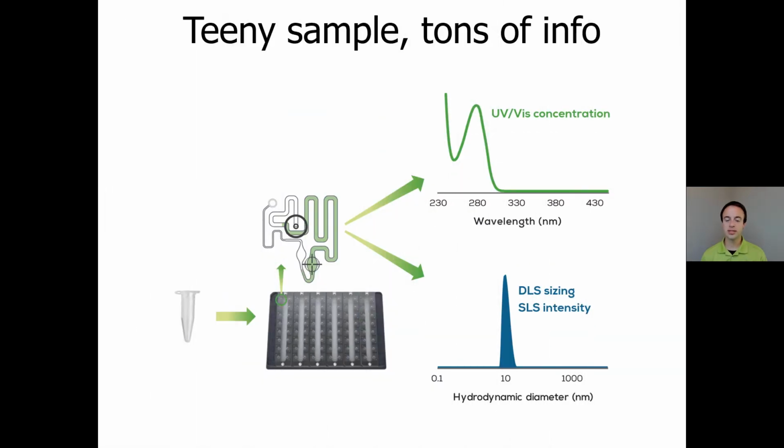Stunner contains 2 technologies to read each sample, UV-Vis for concentration and DLS for sizing. SLS intensity data is also read during a DLS experiment, and samples can be read from 1 to 96 at a time. Stunner's AAV quant application will combine all the pieces of information into the full story about your AAV.